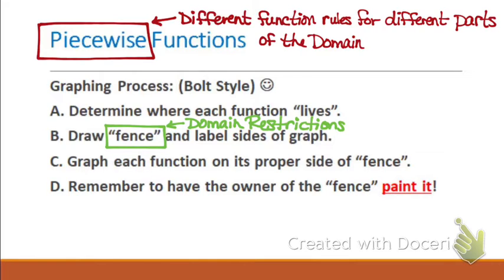We're going to label each side of the graph. Once I have that dividing line between these two function rules, or sometimes there will be three function rules, I'm going to determine which side of that guideline the functions live on. Then we will graph each function on its proper side.